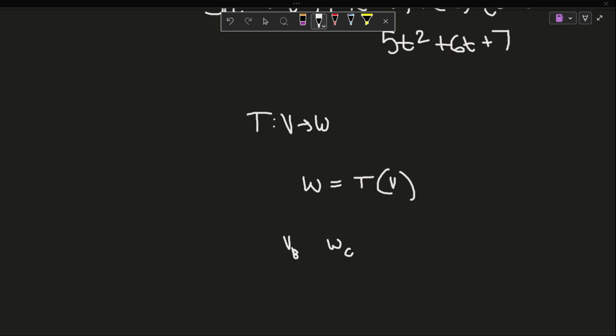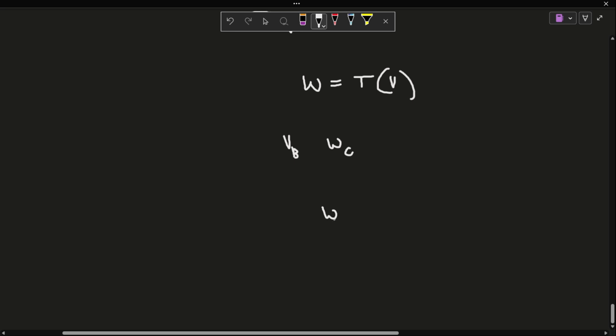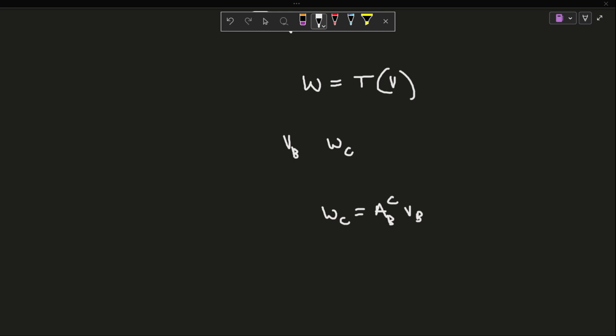And so this approach is just going to give us a nice equation that says w_C equals A_B^C v_B. And this is going to be matrix A mapping an n-tuple with respect to the B basis into an m-tuple with respect to the C basis. And so the subscript on A must match the subscript on v, and the superscript on A must match the subscript on w. And so that's kind of the flow here, right? Because you're going like this and like this, kind of.